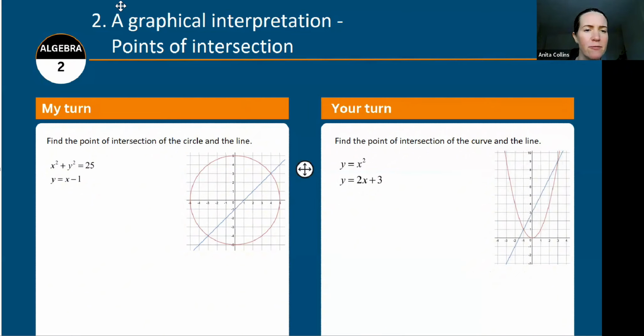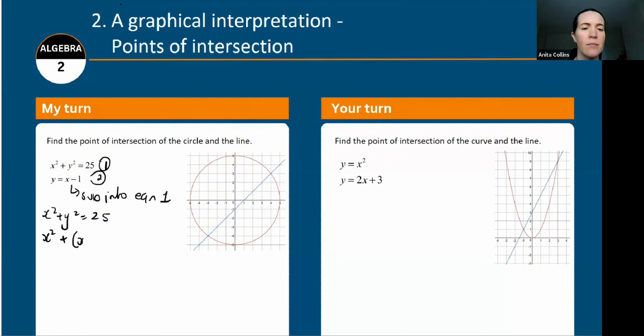So let's see, we're just going to follow our steps as we did before. Equation 1, equation 2. Equation 2 looks like the easier one, the linear one. And look at that, y is already the subject. So we've got 1 step out of the way already. So I'm going to sub this in to equation 1. So x squared plus y squared is equal to 25. But instead of y, I now know that y is equal to x minus 1. So I'm going to put x minus 1 instead of y. Don't forget to square it, and that's equal to 25.